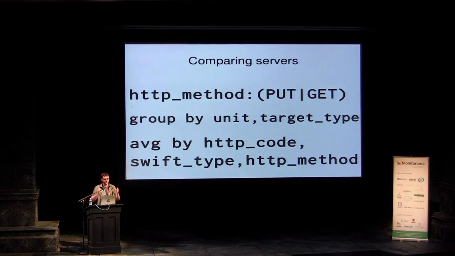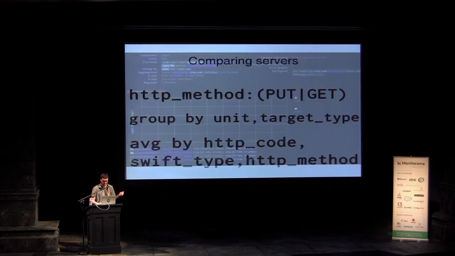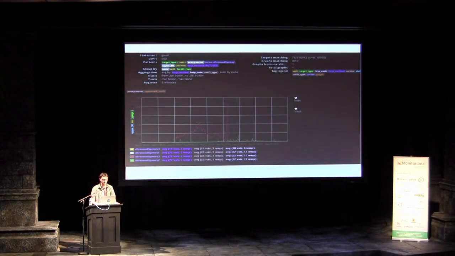Another example, let's say we want to see how servers compare. The main difference here is that we're going to say, okay, group by unit and target type, not by server, so that different values of server go on the same graph. And then just average over all the other dimensions, because we don't care about them. And then you get this kind of graph. It's basically telling us that one of the servers is much slower than all the other ones. And it's showing us all the 4 servers averaged across all the other dimensions.